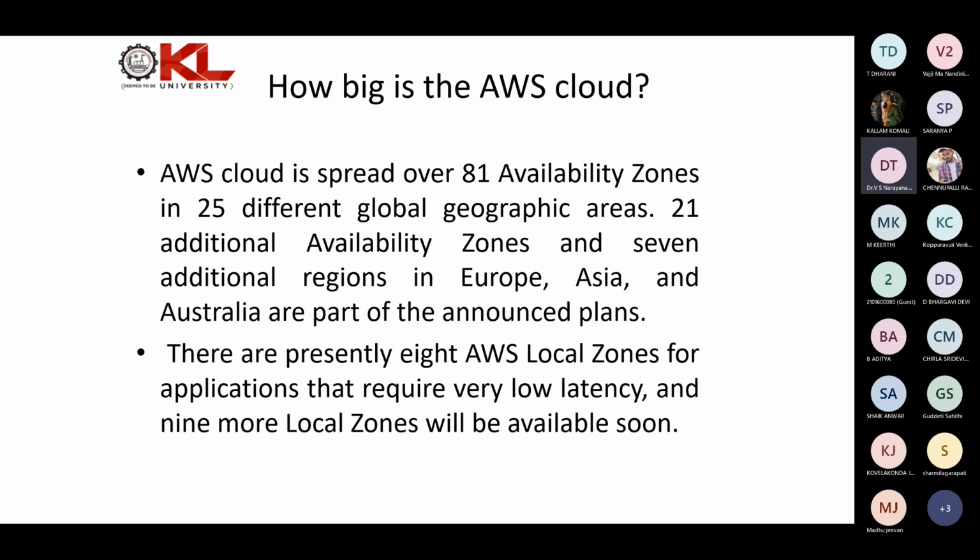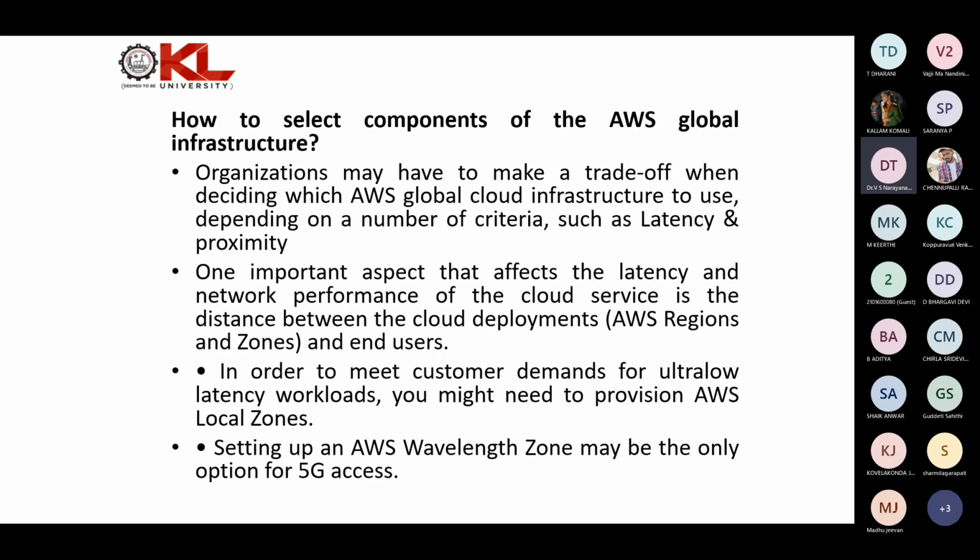But in Asia, from our perspective, while doing our laboratory, we'll choose Asia as our zone, which resides in the Mumbai and Kolkata regions. And there are presently 8 AWS Local Zones for applications that require very low latency. And 9 more Local Zones are available based on the implementation of their infrastructure.